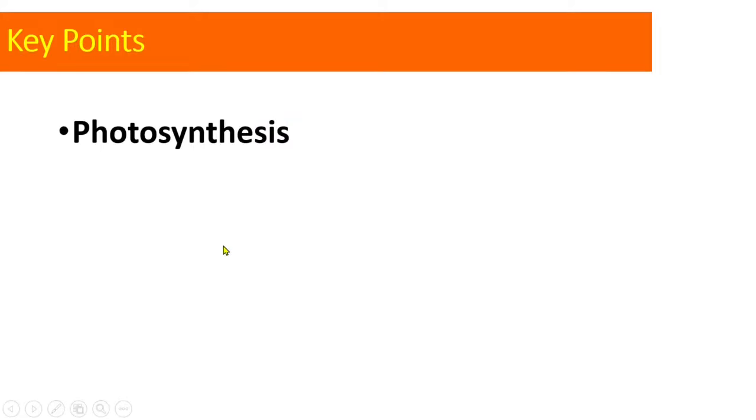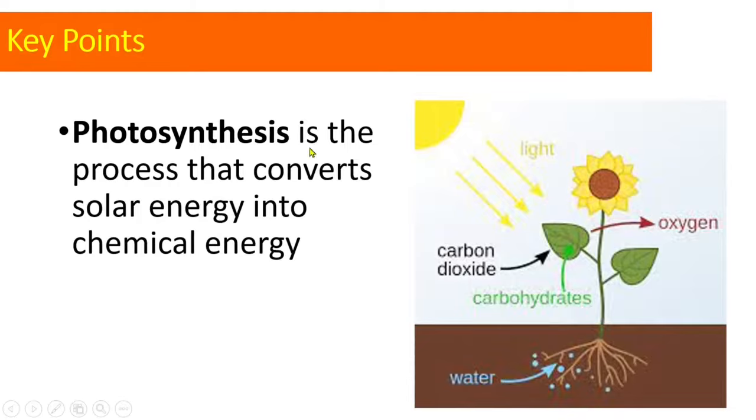Okay, now what is the definition of photosynthesis? Photosynthesis is the process that converts solar energy into chemical energy. You're familiar that solar energy is made up of photons, while the chemical energy after photosynthesis would be the glucose or the C6H12O6.